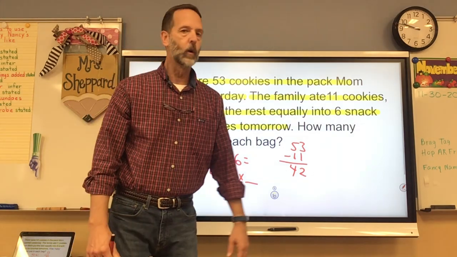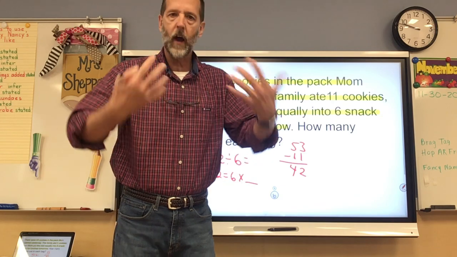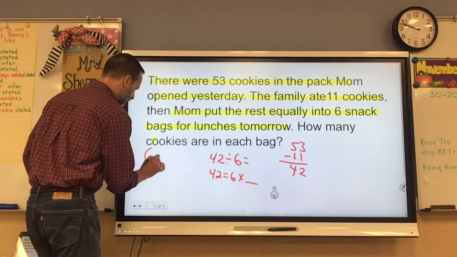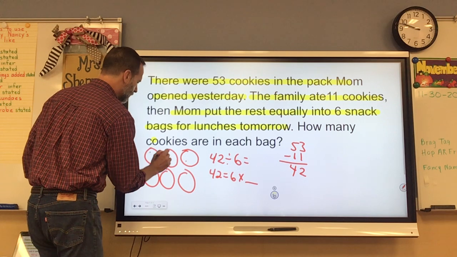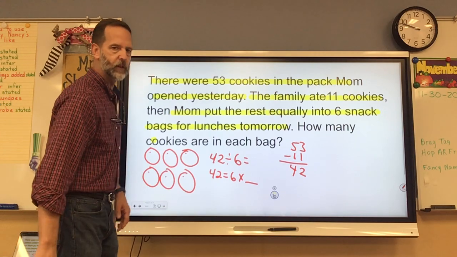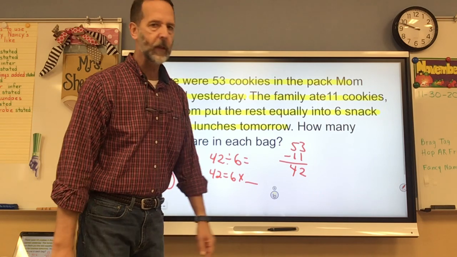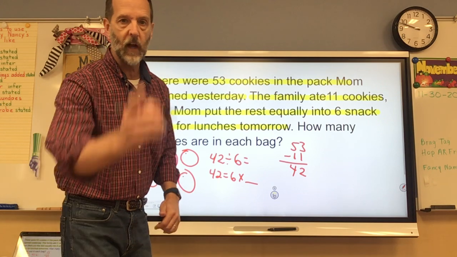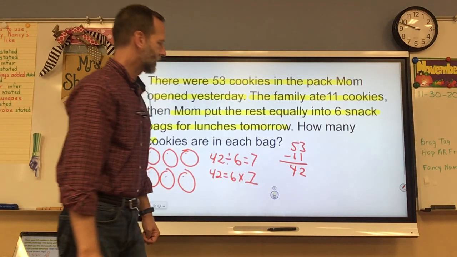Now, could we make 6 bags and count out 42? We could. I'm not going to encourage you to do that because you need to learn your facts. We certainly could put 6 bags and count out 1, 2, 3, 4, 5, 6, and go all the way to 42, and you'll get a certain number in each bag. But I'd rather you learn your multiplication facts. You're going to need them all the way through school. 6 times what is 42? 6 times 7. 42 divided by 6 is 7.